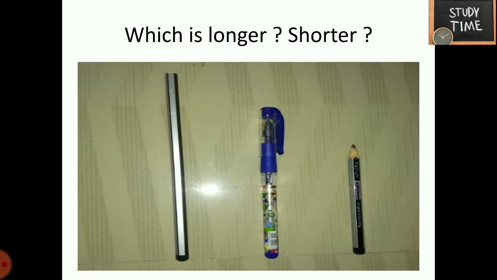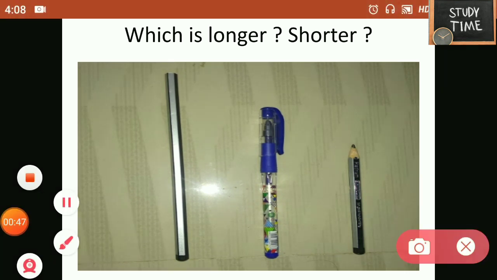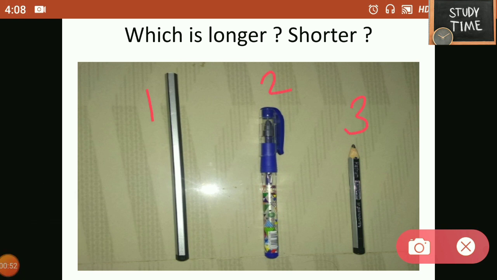Which is longer, which is shorter? Here three objects are given. See, 1, 2, 3. Here, which is longer? This first one is longer. Which is shorter? This is shorter. This is easy. Already you have learned longer, shorter in class 2, class 3.